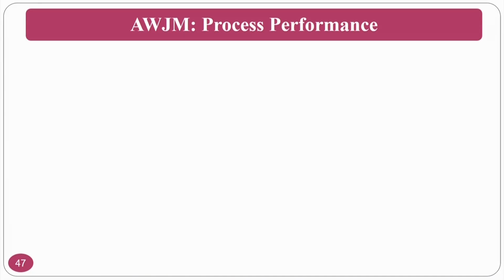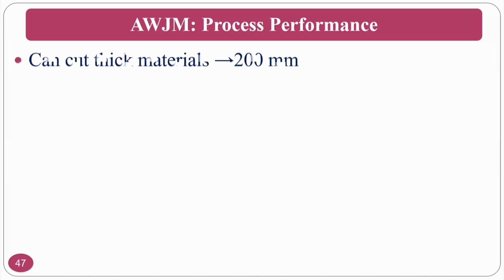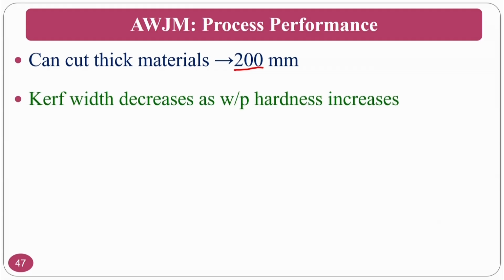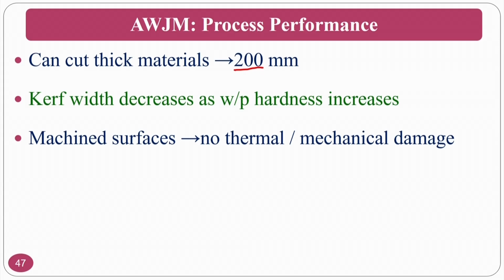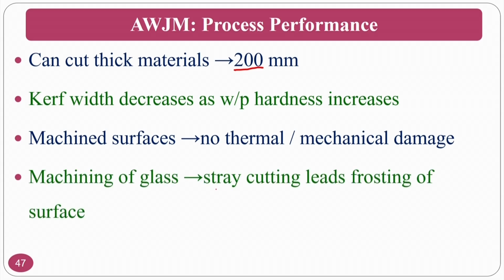In terms of process performance, abrasive water jet machining can cut thick materials of about 200 mm, which is a good depth of cut. Kerf width decreases with workpiece hardness increment. That means if the workpiece hardness increases, the kerf width decreases. The machined surface has no thermal and mechanical damage because there is no heat generation. In machining of glass, stray cutting normally leads to frosting of the surface, which means you can create some surface texture along with the machining.